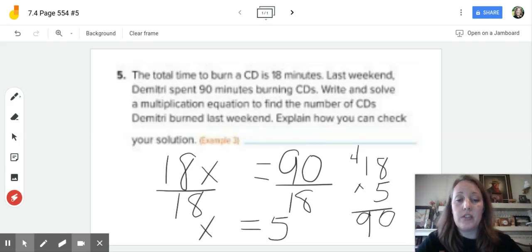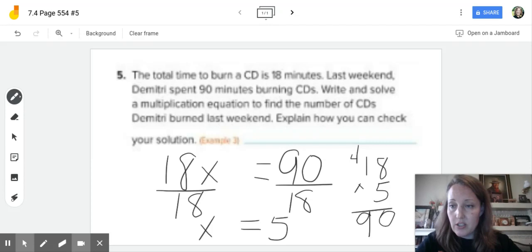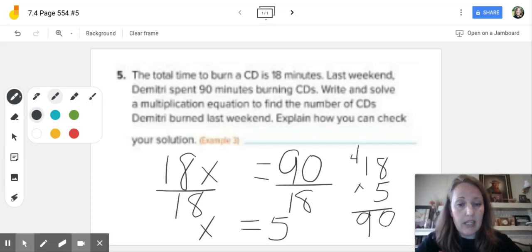So the answer is 5. And let's not leave it naked. You know, numbers never like to be naked. So 5 CDs. Okay. All right.